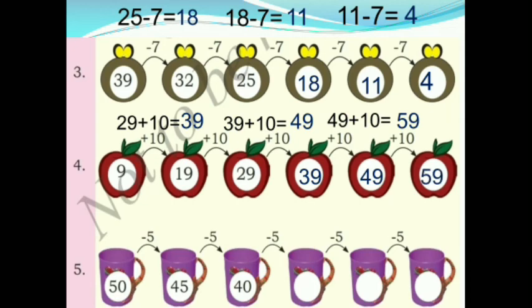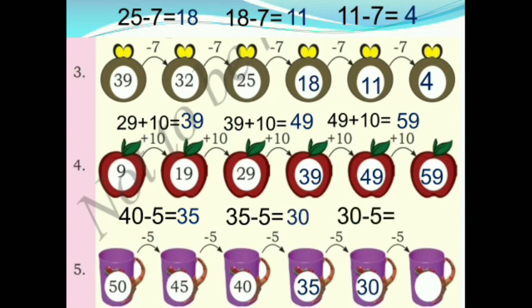See the next question. Subtract 5 from each number. 50 minus 5, 45. 45 minus 5, 40. 40 minus 5, 35. So we should write 35. 35 minus 5, 30. So we should write 30. 30 minus 5, 25. So we should write 25.